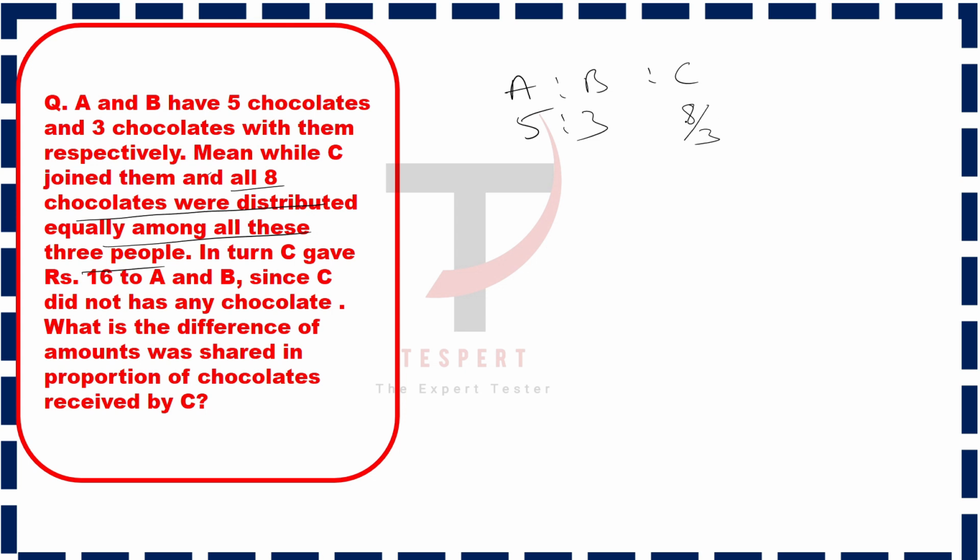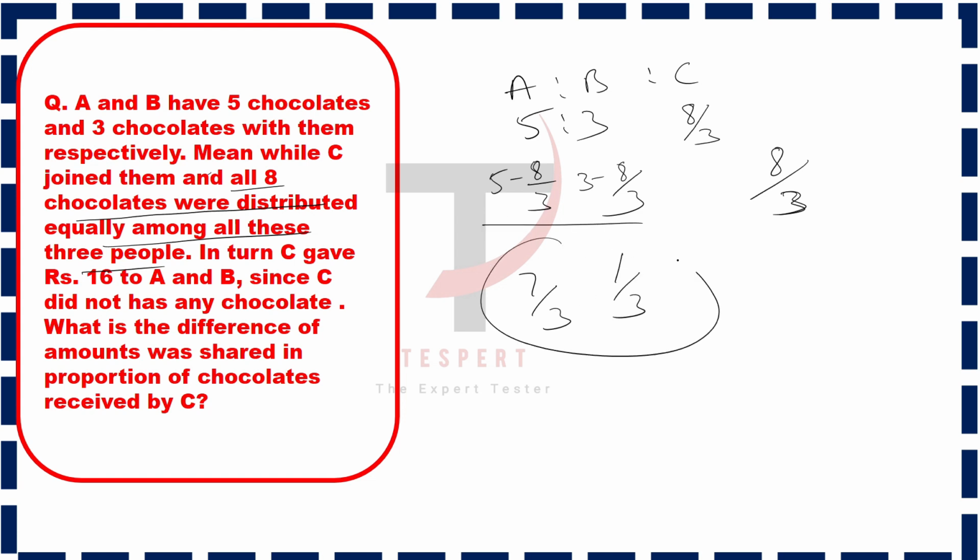So these two have 8 chocolates and they are contributing these 8 chocolates, dividing among themselves. So 8 chocolates divided by 3. So C gets 8 by 3. And what about B? The remaining chocolates of B is 3 minus 8 by 3, and the remaining chocolates of A is 5 minus 8 by 3. So this one is 7 by 3, and this is 1 by 3. For A and B, this is 7 by 3 and 1 by 3. So 7 is to 1 is the ratio of chocolates of A and B.